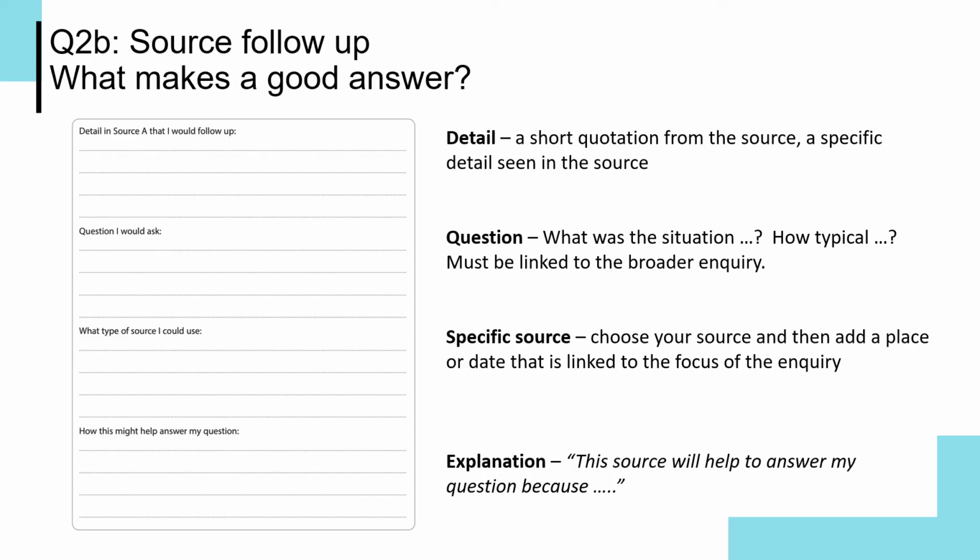So what makes a good answer to question 2b? A detail, a short quotation from the source, or a specific detail seen in the source. A question, and we've got some examples here. You could start your question with what was the situation or how typical, but it must be linked to the broader inquiry. A specific source. Choose your source and then add a place or date that is linked to the focus of the inquiry. And then go on to explain how your source will answer the question that you have chosen.